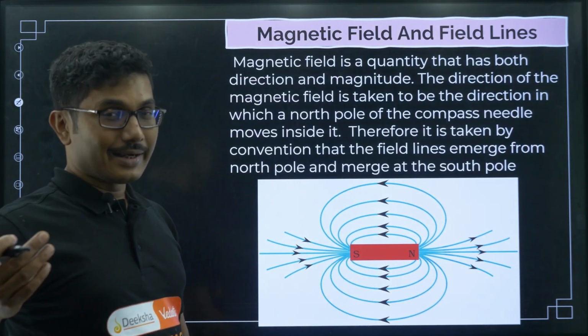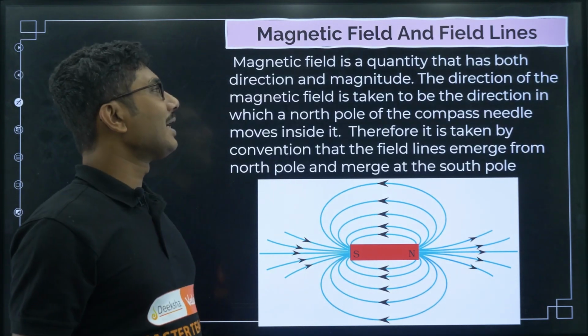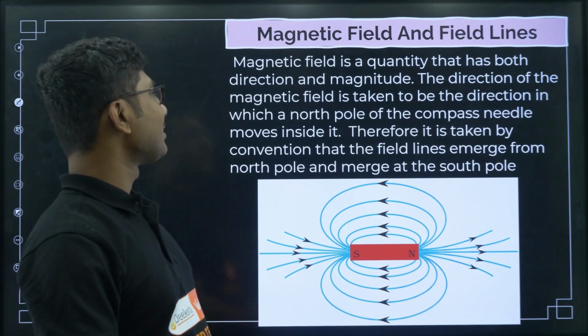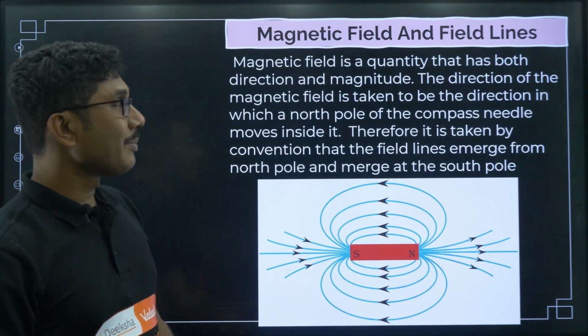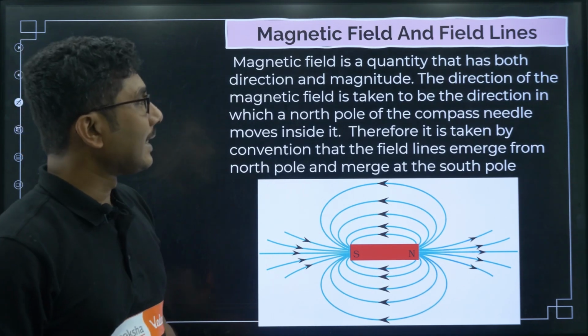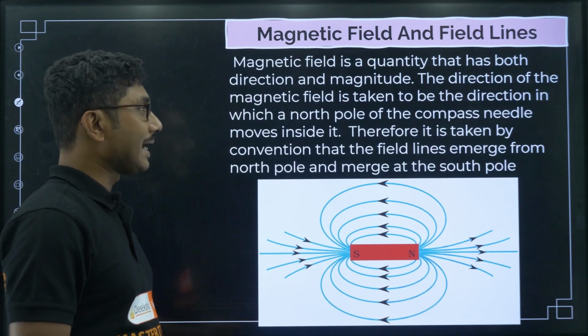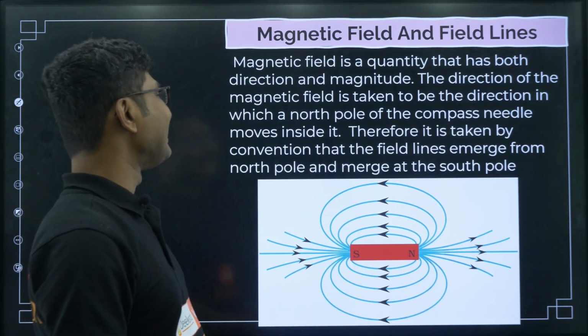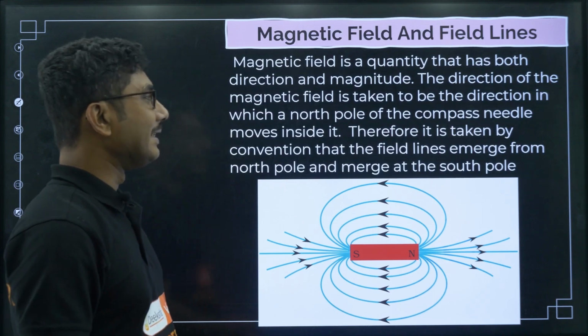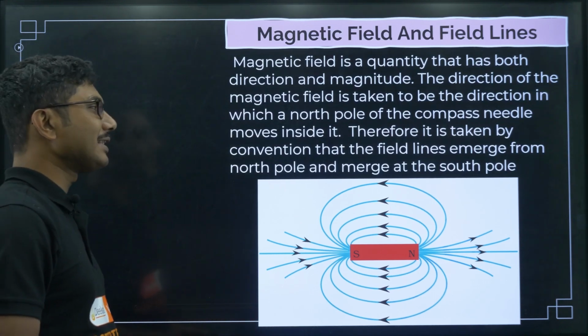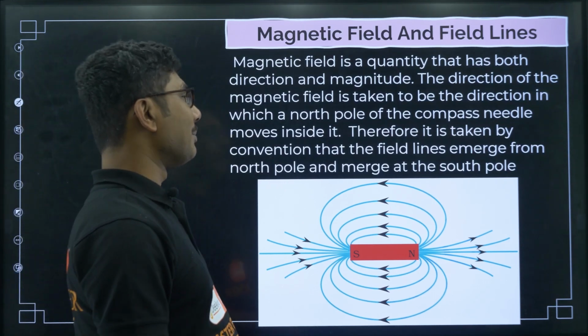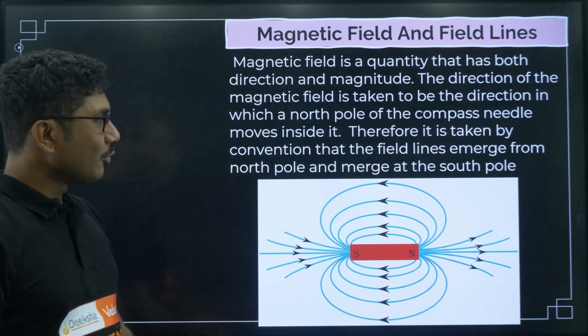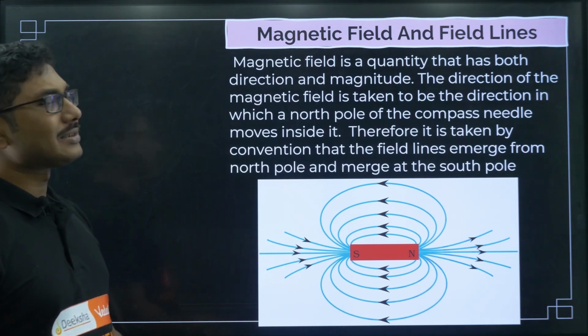These are the magnetic field lines. Magnetic field is a quantity that has both direction and magnitude. Very important: the direction of the magnetic field is taken to be the direction in which the north pole of the compass needle moves inside it. Therefore, it is taken by convention that the field lines emerge from the north pole and merge at the south pole.